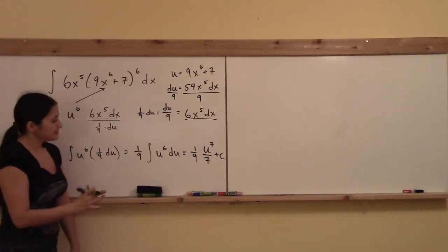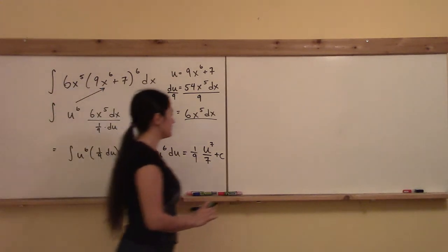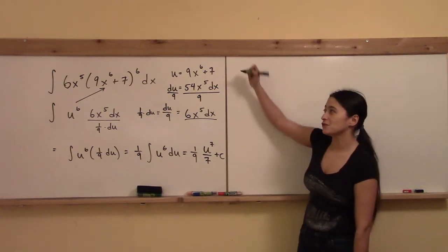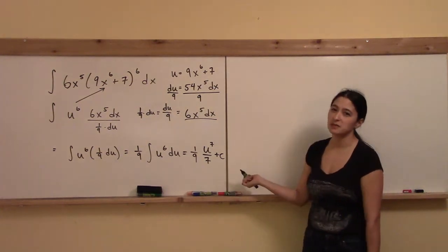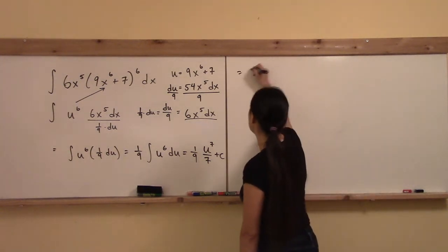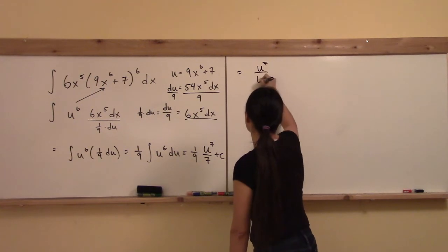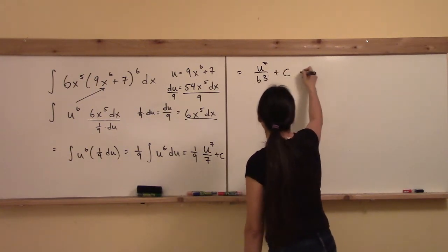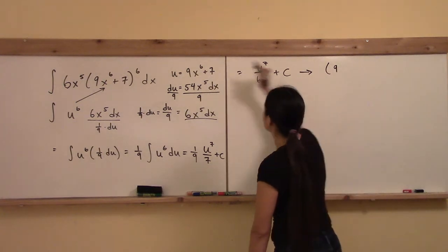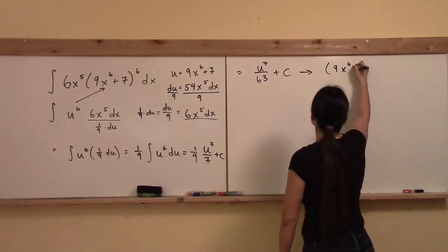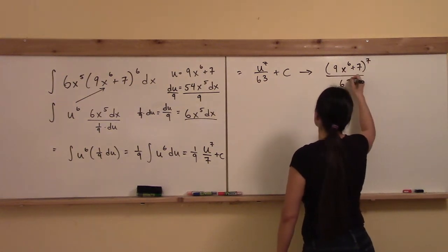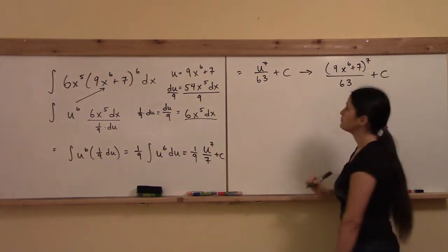Okay? Sometimes it gets like that. Yeah, so that's what you got to do. All right? And I'm not done yet, because if they give me an integral in terms of dx, I have to give them back an answer in terms of x. And so really what I have over here is u to the 7 over 63 plus c. And so in terms of x, u is equal to 9x^6 plus 7. So that's (9x^6 + 7)^7 over 63 plus c.